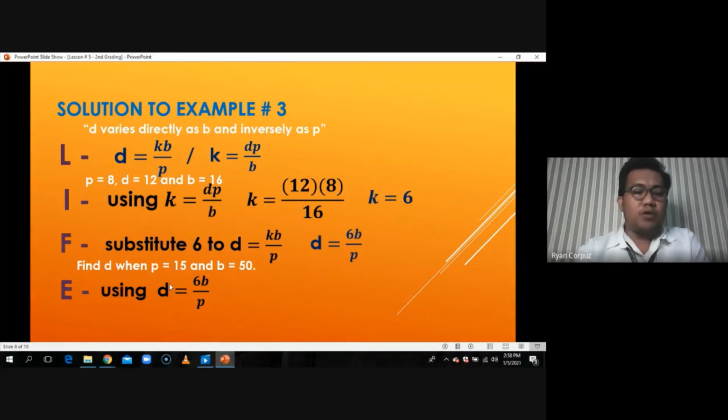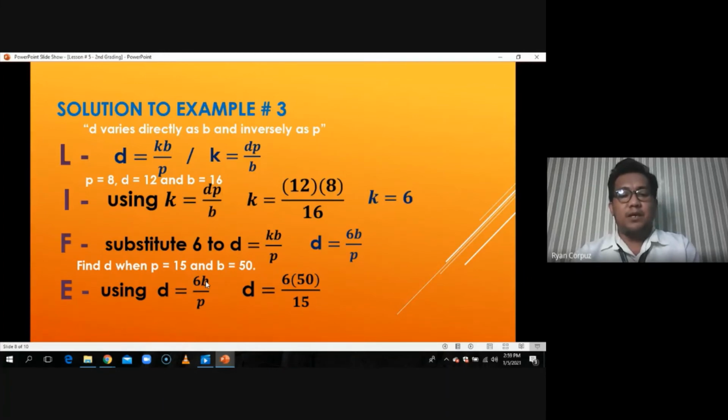All you have to do is to substitute na lang 15 in place of P, then 50 in place of B. So we'll come up with D is equal to 6 times 50 over 15. And again, we can apply cancellation here. Una, we can apply cancellation on 6 and 15. Both of them are divisible by 3. O divide natin 6 by 3, that will be 2. 15 by 3, that will be 5. Kung 5 to, it's exactly divisible now by 50. 50 divided by 5 is 10.